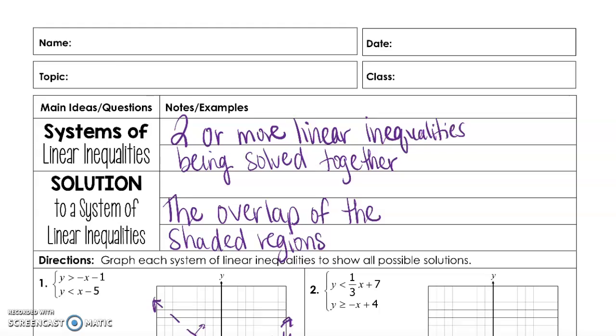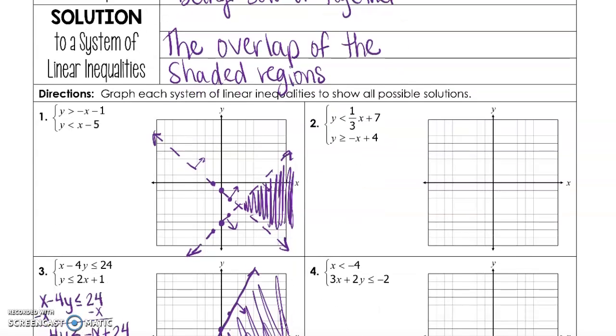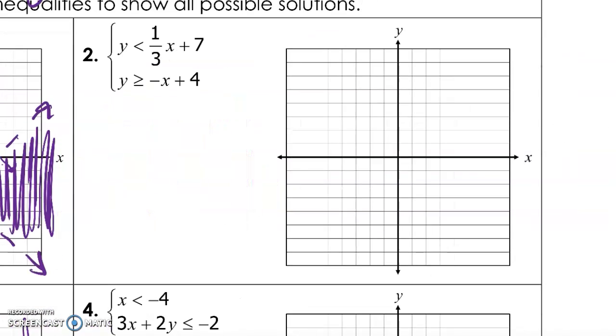This video will be the even problems on page 515 and 516. As a reminder, we are solving systems of linear inequalities. We have two linear inequalities that we graph, and our solution is the overlapped region. That's the region that we shade. So you graph each one separately and figure out where they overlap.